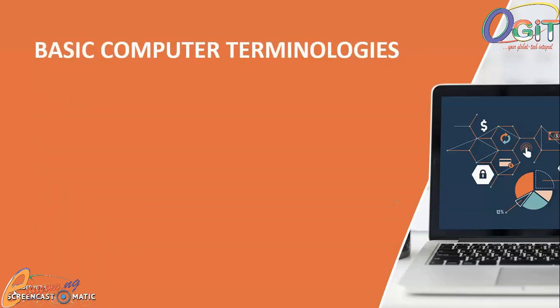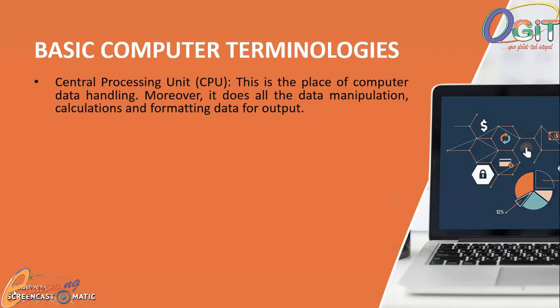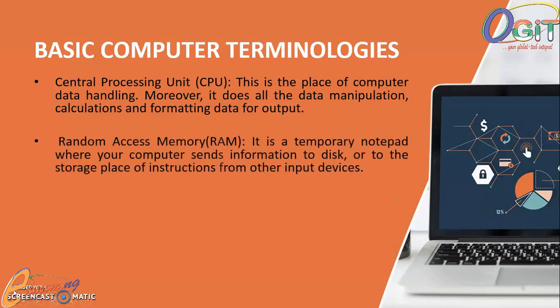Now let's quickly look at some basic computer terminologies. The first one is Central Processing Unit, popularly known as CPU. It is the place of computer data handling. That is, it is where data manipulation, calculations, all forms of processes, name it, is done on the computer, and it is also referred to as the processor.